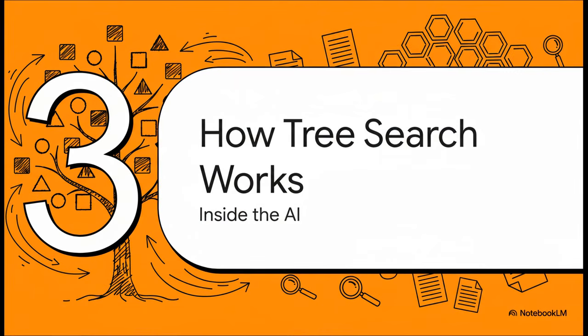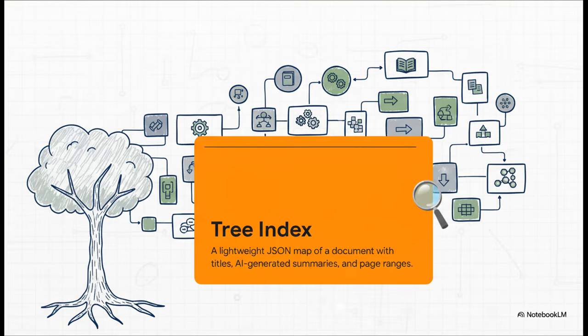Okay, that all sounds really cool, but how does it actually work under the hood? Well, it all comes down to a really clever data structure called a tree index. Before the AI even attempts to answer a question, it builds this, a tree index. It's basically a smart map of the entire document. Every section, every subsection gets a title, page numbers, and a quick AI-generated summary of what's inside.